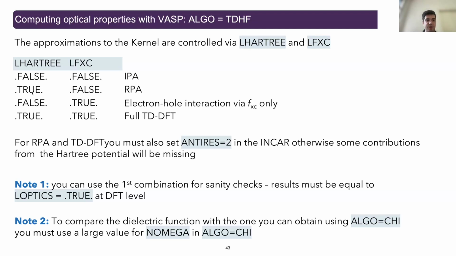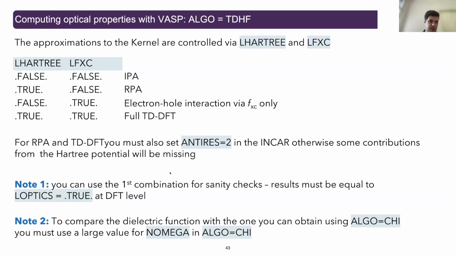If you set LR3 to true and LFXC to false, you run the RPA calculation. And if you set LR3 to false and LFXC to true, you run an electron-hole interaction with only the exchange-correlation elements coming from the kernel. Finally, if both are set to true, you run a full time-dependent density functional theory calculation. I should remark that for both RPA and TDDFT, you must also set ANTIRES equal to true in the INCAR file, otherwise some contributions from the Hartree potential will be missing.